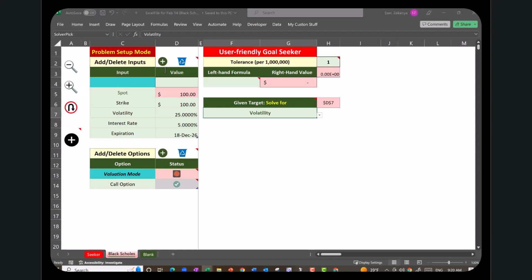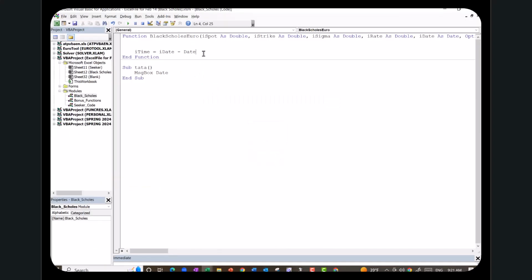If you hit F5, it executes that specific sub. A sub is a piece of code that performs a task. It doesn't necessarily return anything. So I know that the date function gives me today's date, and since a date is the number of days that have passed, the difference between them is how many days I have left until maturity, or expiration, divided by 365.